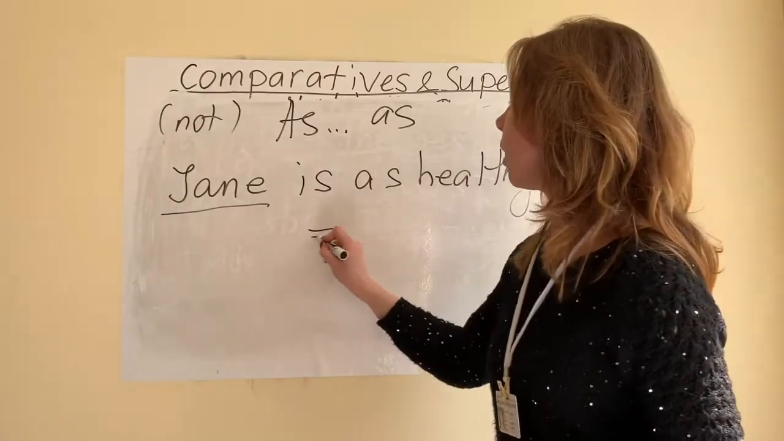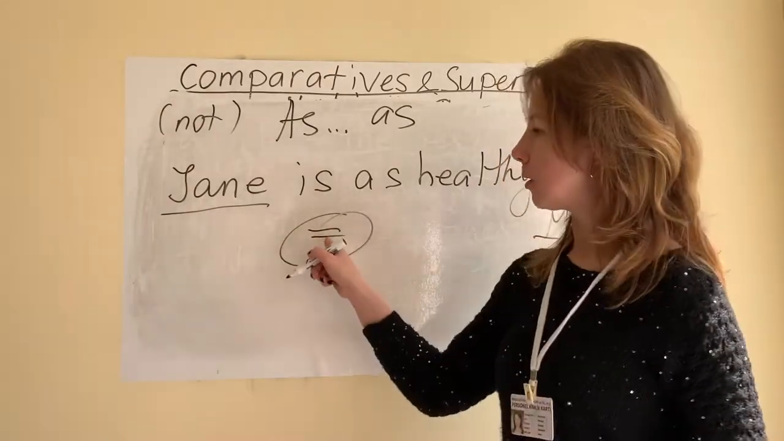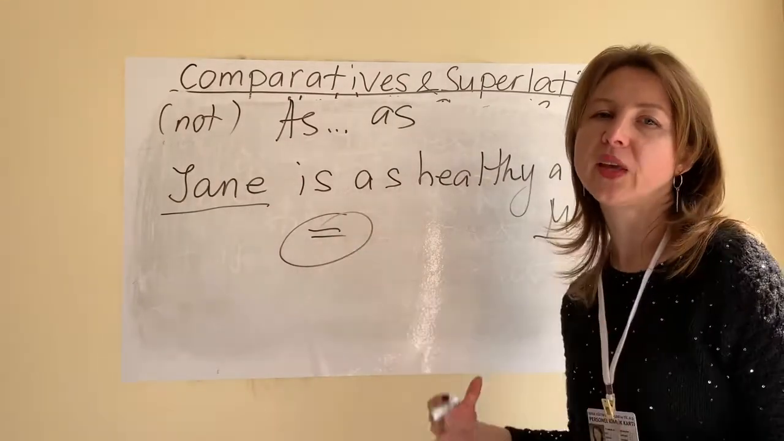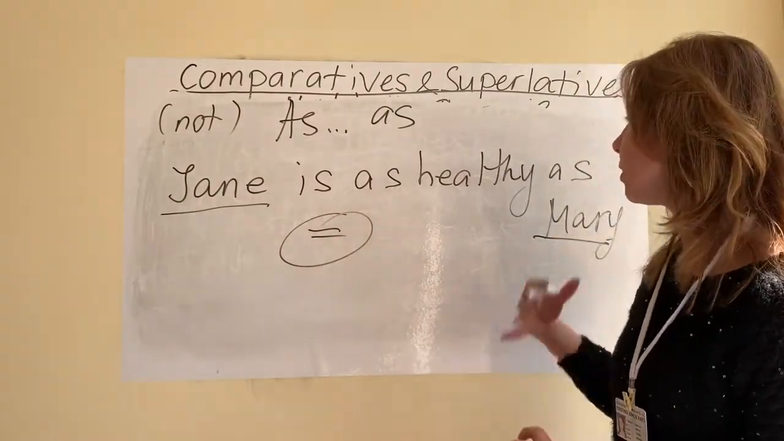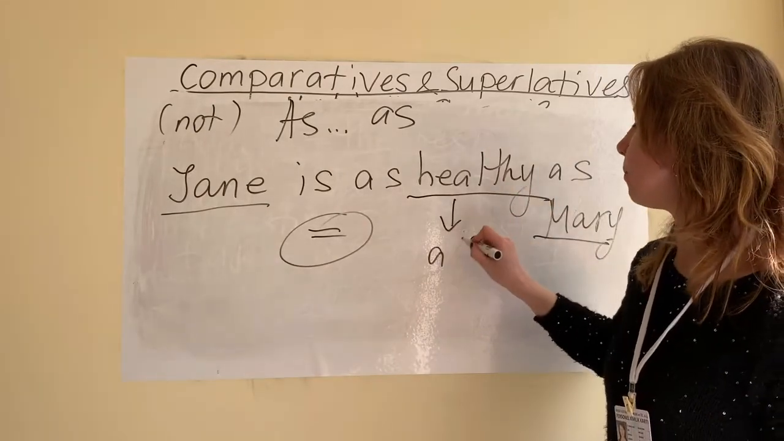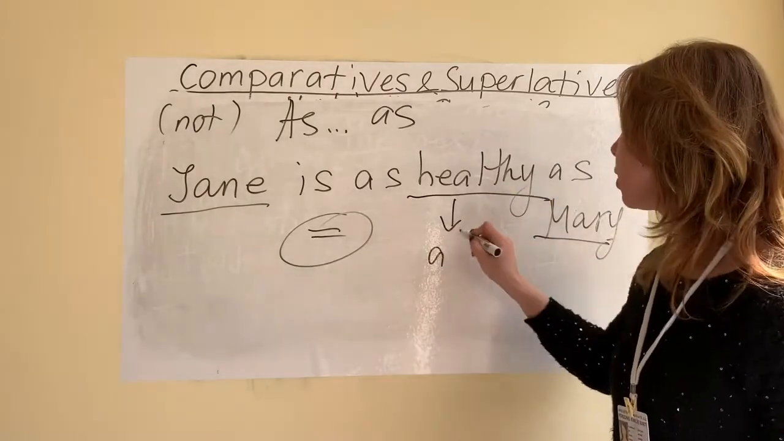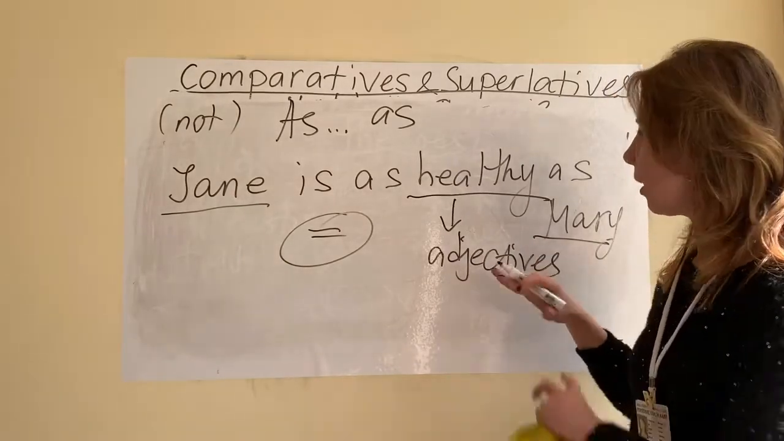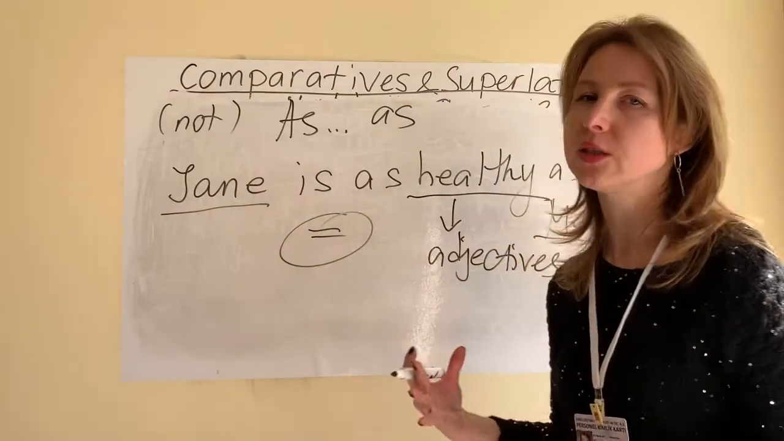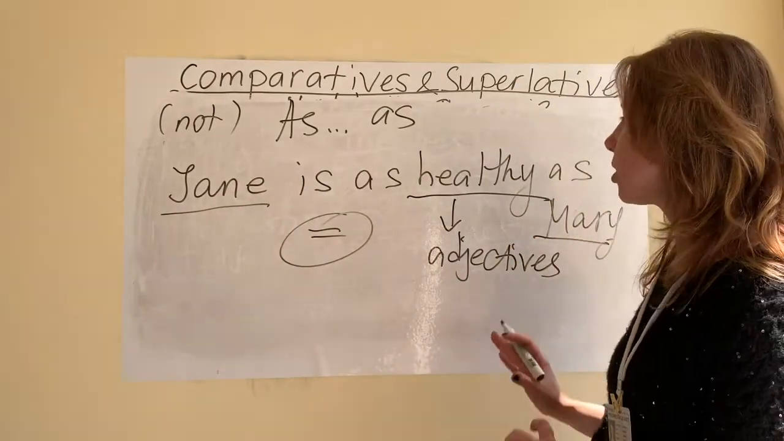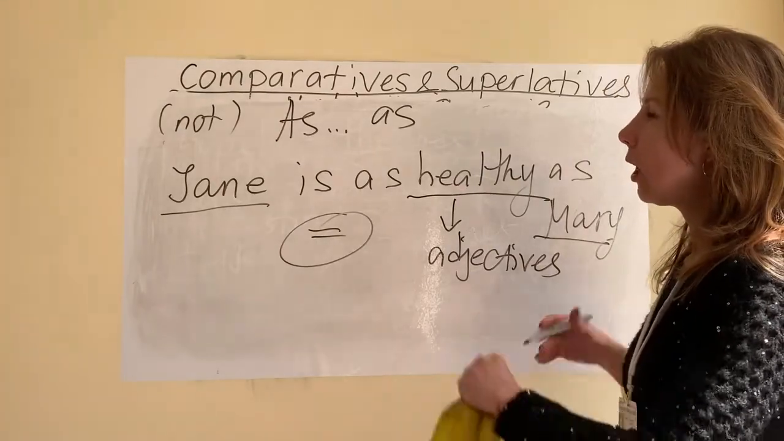So we use as... as when two people, two things, two groups of things are equal. They're nearly the same. And pay attention that between the two as we use the adjective. We don't change the form. It's not healthier. We don't need to use than. Just use the adjective as it is.